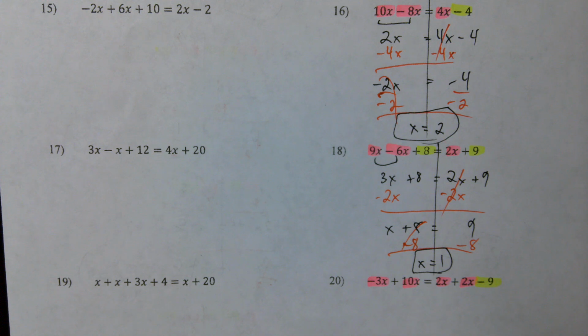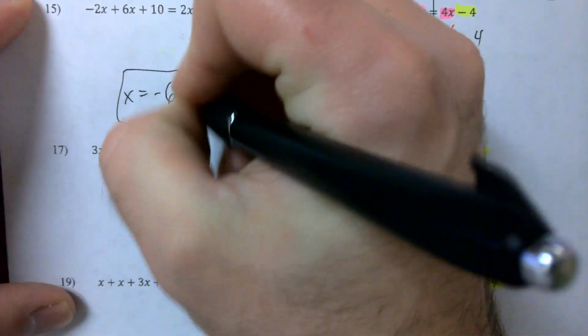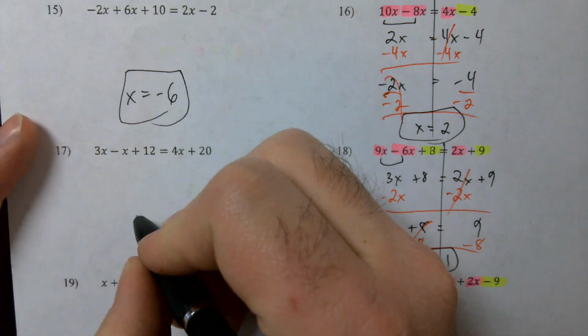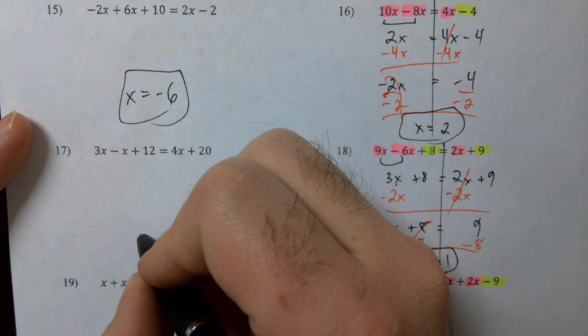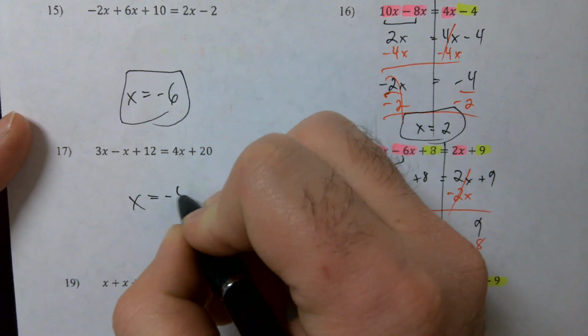What did you guys get for number 15? Just so we could check it. Negative 6. Negative 6 sounds right to me. What about 17? Negative 4. 2x, negative 2, 8, negative 4. Yep. Great job.